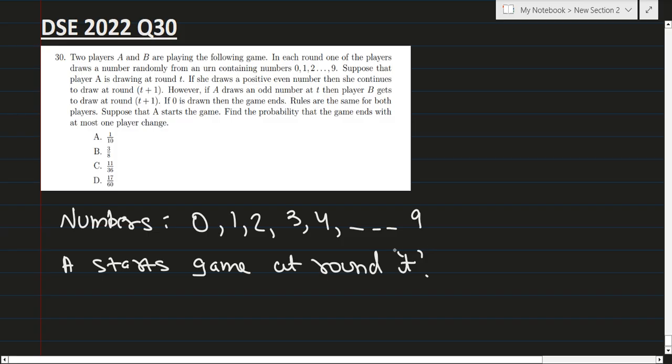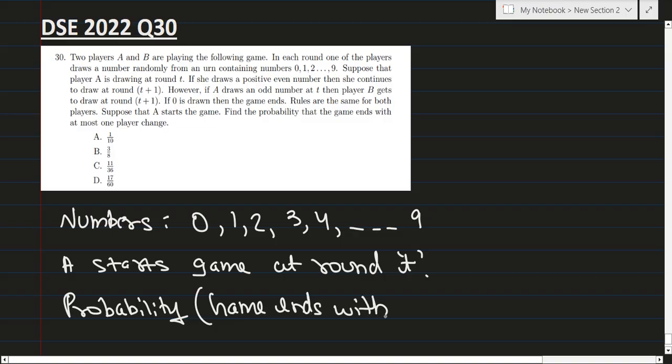Suppose that A starts the game, and we have to find the probability that the game ends with at most one player change.